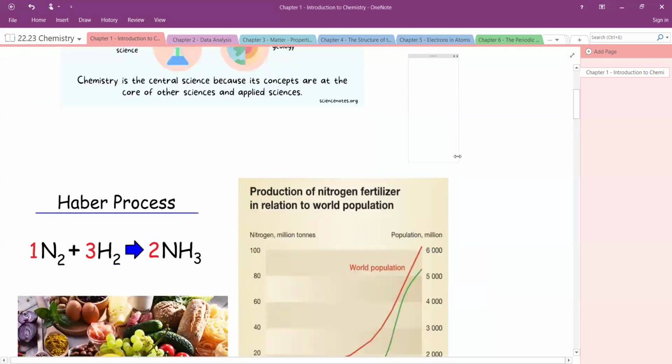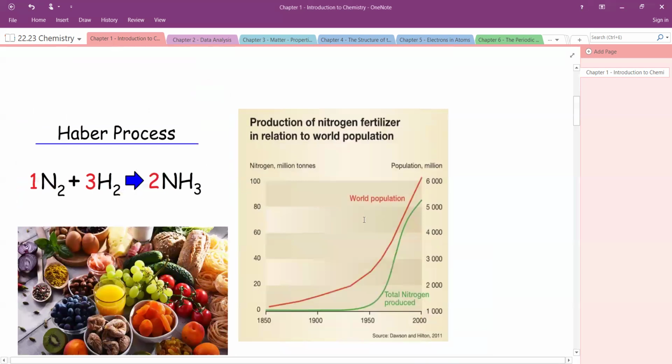I do want to talk about why it's important, right? Hopefully you kind of like chemistry. You're in here. You've chosen to be in Regents chemistry. But it is worth knowing what is so important. So I have here something called the Haber process. This was a process that was invented in the early 1900s. It is a chemical reaction that takes atmospheric nitrogen, combines it with hydrogen gas, and produces ammonia.